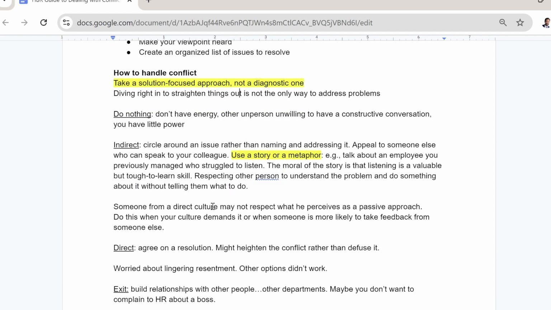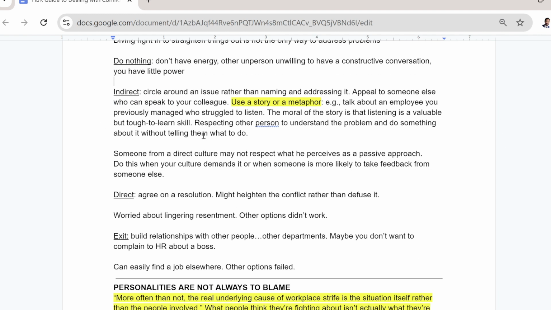Okay, so how to handle conflict. Do nothing. This is good if you don't have energy, if the other person is unwilling to have a constructive conversation, or you have very little power. There's no point in arguing with somebody.